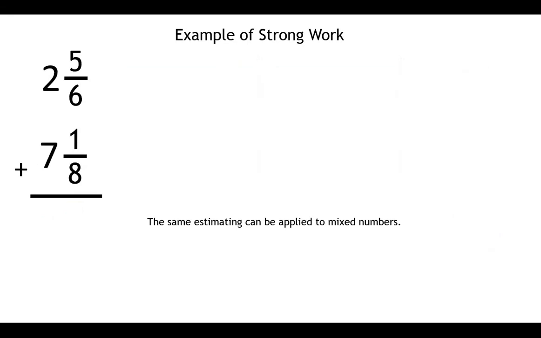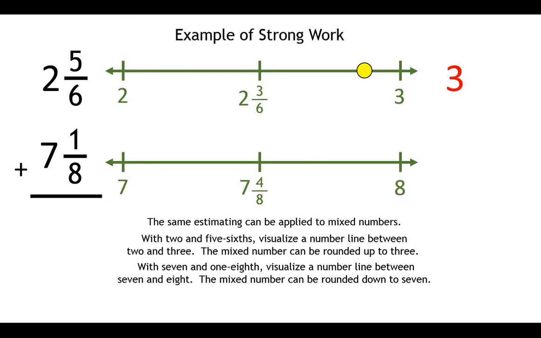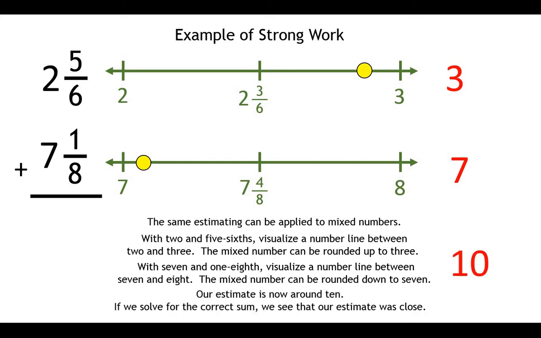The same estimating can be applied to mixed numbers. With 2 5/6, visualize a number line between 2 and 3. The mixed number can be rounded up to 3. With 7 1/8, visualize a number line between 7 and 8. The mixed number can be rounded down to 7. Our estimate is now around 10. If we solve for the correct sum, we see that our estimate was close.